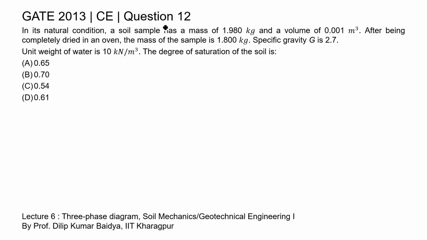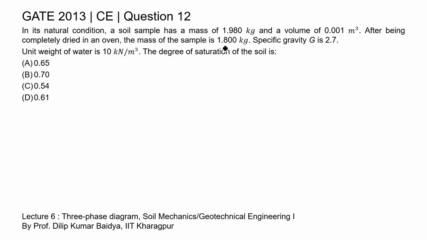This is question 12 of Civil Engineering paper GATE 2013. In its natural condition, a soil sample has a mass of 1.980 kg and a volume of 0.001 meter cube. After being completely dried in an oven, the mass of the sample is 1.800 kg. A specific gravity G is 2.7, unit weight of water is 10 kilonewton per meter cube. The degree of saturation of the soil is.